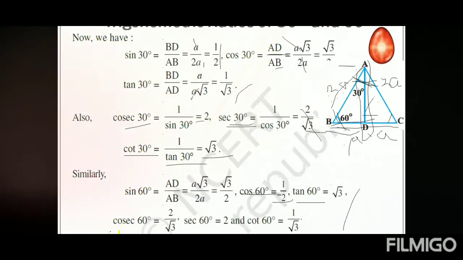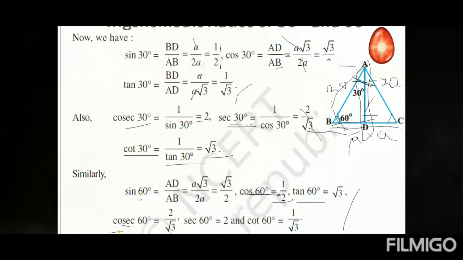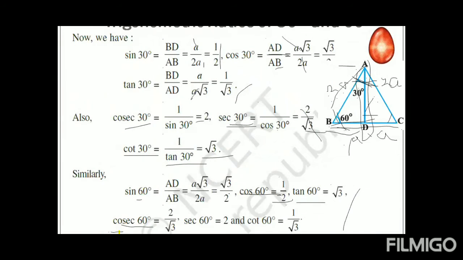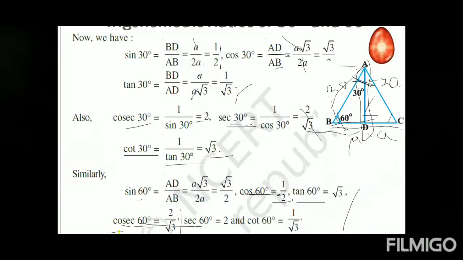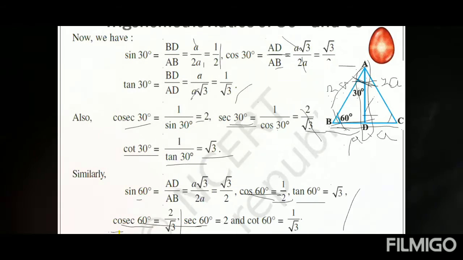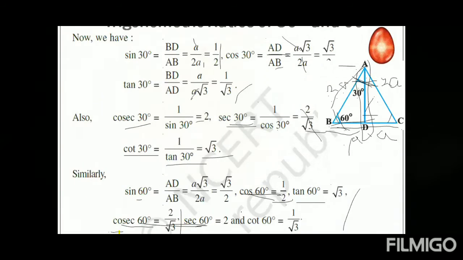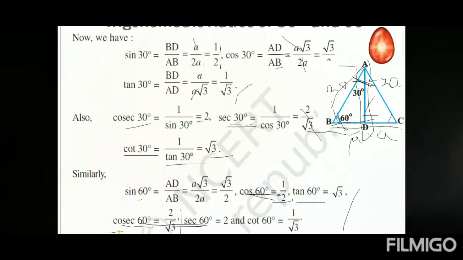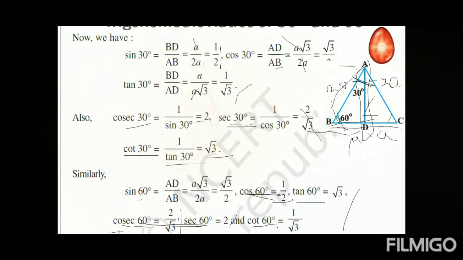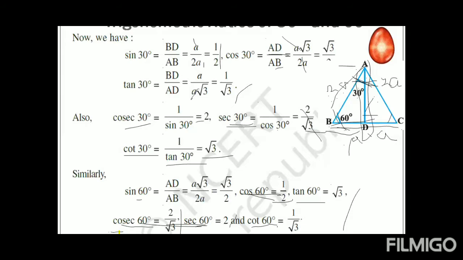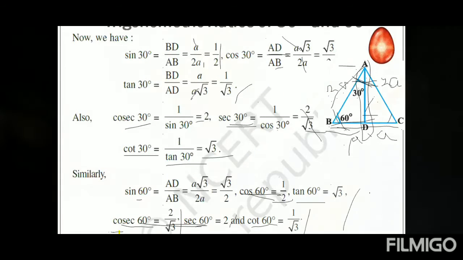So cosecant 60 is the reciprocal (ulta) of sine 60, so cosecant 60's answer will be the reciprocal of sine 60's answer, so it will be 2 by root 3. Secant 60 is the reciprocal of cos 60, so secant 60's answer will be the reciprocal of cos 60's answer, that is 2. Cot 60 is the reciprocal of tan 60, and the answer of cot 60 will be 1 by root 3. Okay, now moving on.